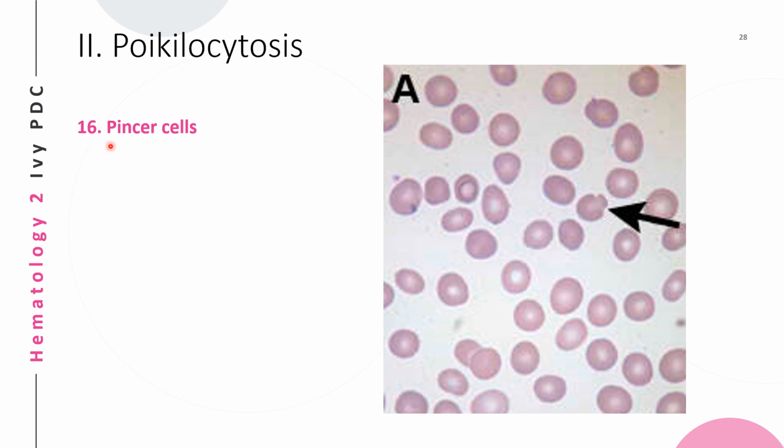The next poikilocyte is the pincer cell. This is an example of a pincer cell, from the word pins. These are mushroom-shaped cells. It looks like you pinched the sides of a red blood cell and it looks like a mushroom. That's why it's also called a pincer cell. And these are treated as spherocytes.